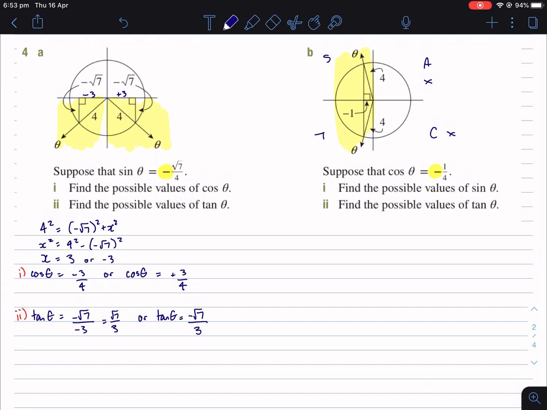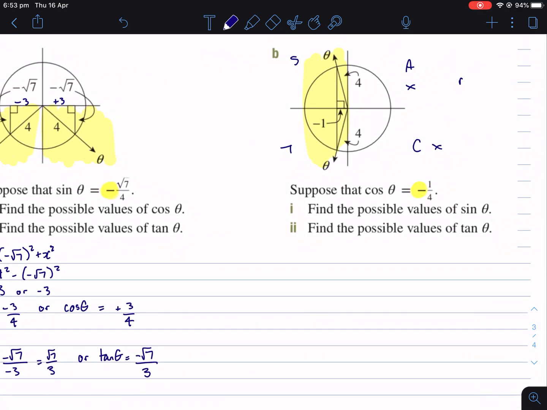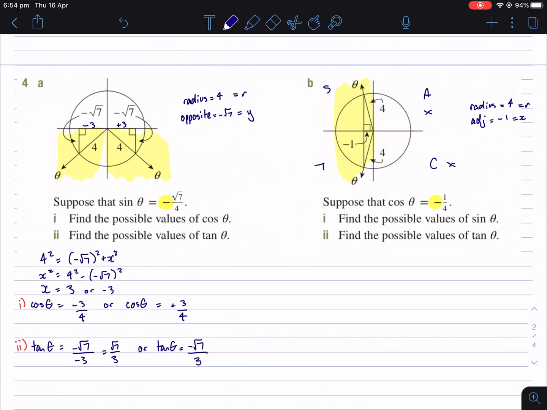Okay, each time radius is 4 and the adjacent is negative 1. Here it was radius equals 4, and the opposite equals negative root 7. And that's x, and that's r. Okay, so let's actually find the opposite this time.